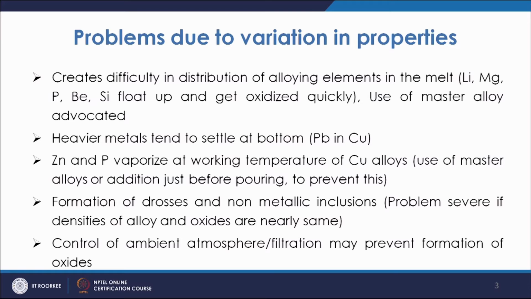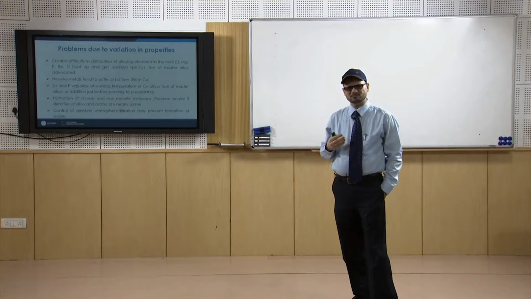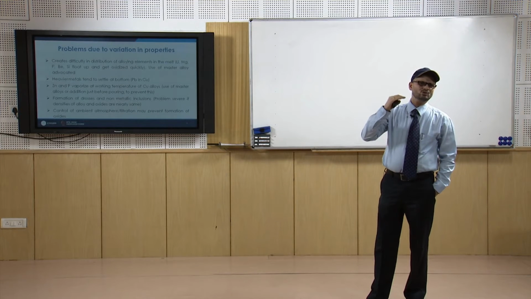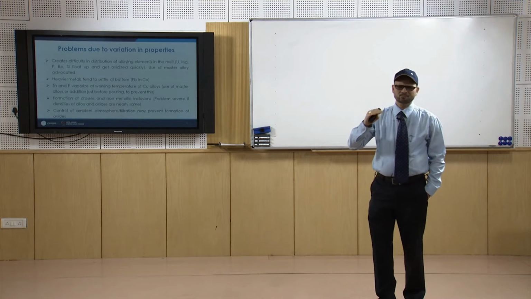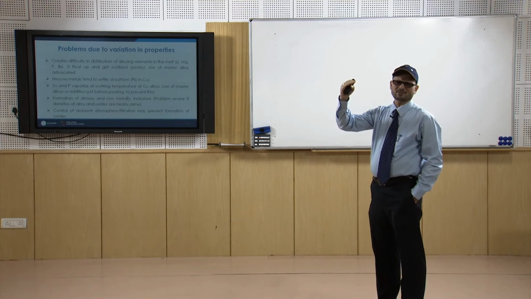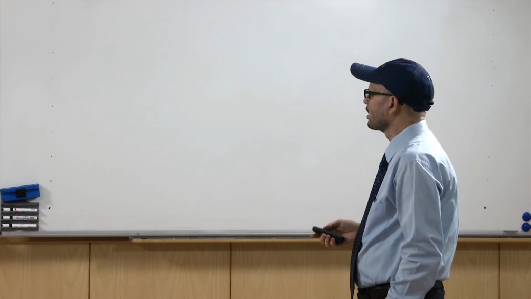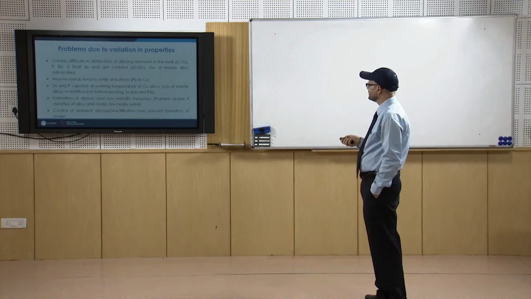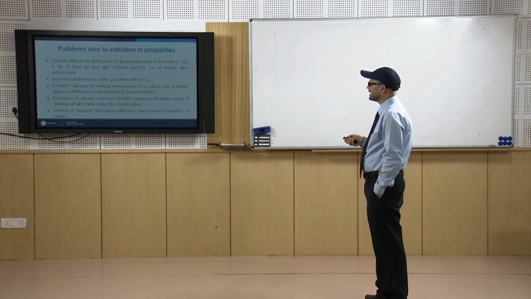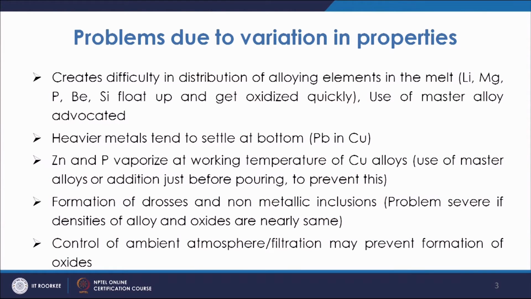In that case, use of master alloy is advocated, so that they react and the product does not go to the top surface where it has the chance of getting oxidized. Similarly, if the metal is heavier, it may settle at the bottom, like lead in the copper melt. Being heavier, lead will go and settle at the bottom. So, that is another challenge.